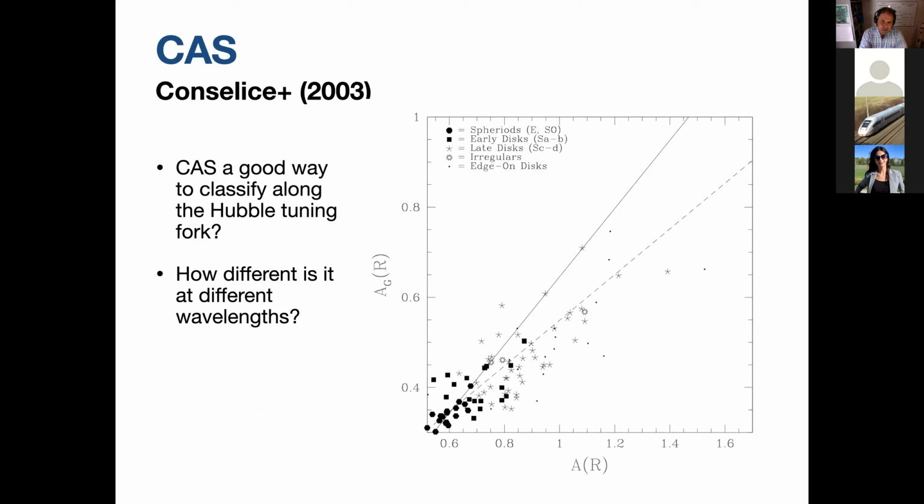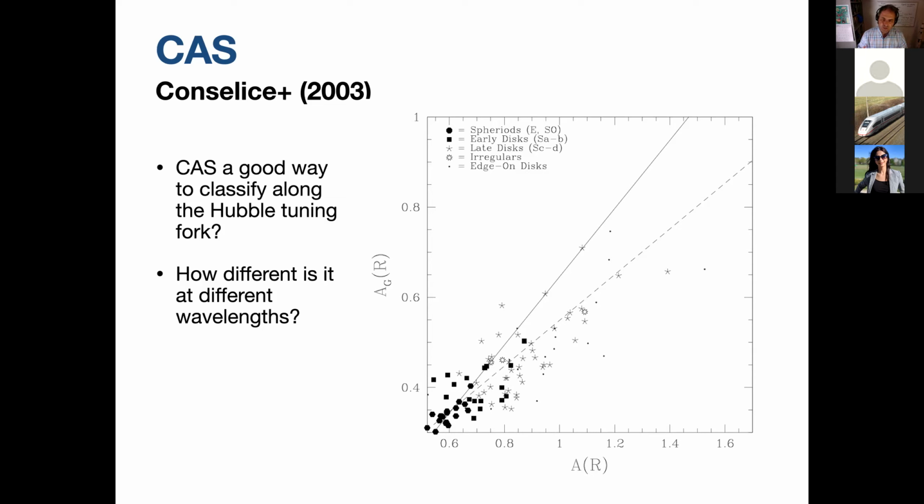So that's another parameter that we can use. CAS and M20 are the two that I'm going to discuss. There's a couple more, and once in a while somebody thinks of a new one. We keep adding more morphometrics, and depending on what you want to do, they might be useful. I'm just talking about CAS and M20 today because those are the ones that really got established. CAS got established in 2003 by Chris Conselice. He did this on a nearby galaxy sample, and his question was, is this a good way to classify galaxies automatically along the Hubble tuning fork?